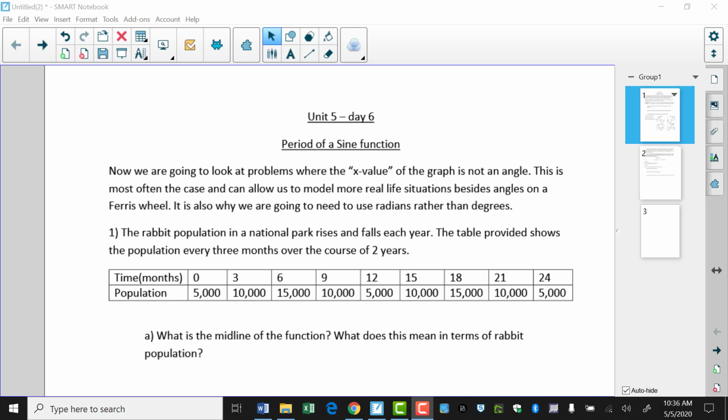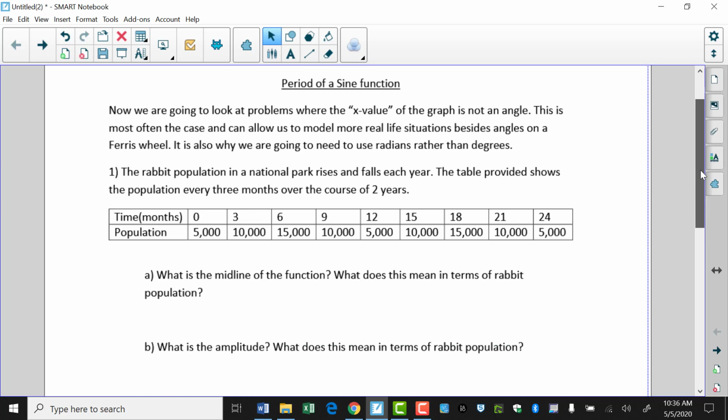All right, what we're going to do now is look at the period of a sine function, how to put this together with radians and the equations that we had before, so that we can understand how to really start to put this all together. So what I want to show you here is just a rabbit population problem.